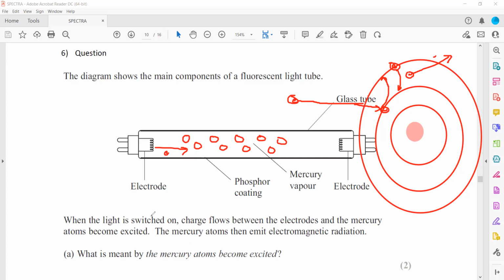So when the light is switched on, the charge will flow between the electrodes and the mercury atoms become excited. What is the meaning of a mercury atom becoming excited? It means the mercury atoms absorb energy. And the mercury atom then emits electromagnetic radiation, as a specific photon is emitted from these mercury atoms.